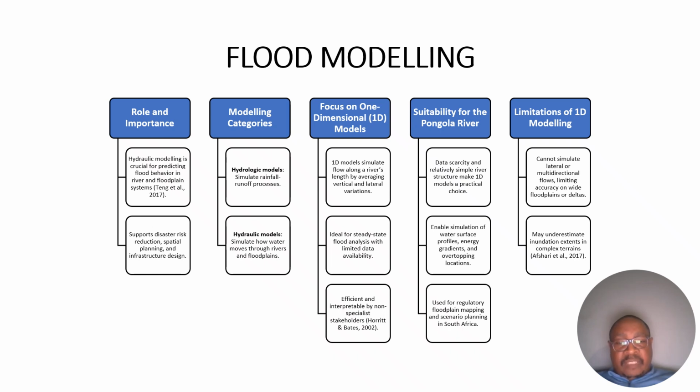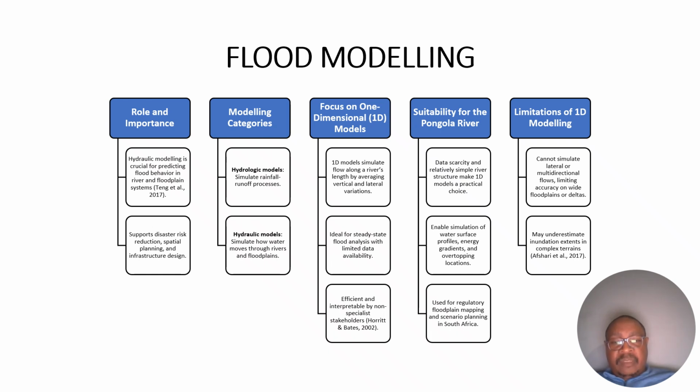And thirdly, the efficiency and the results are interpretable by non-specialist stakeholders. And then fourthly, the suitability for the Pongola River. One, the data scarcity and relatively simple river structure make 1D models a practical choice to simulate. Two, it enables simulation of water surface profiles, energy gradients, and overtopping locations.